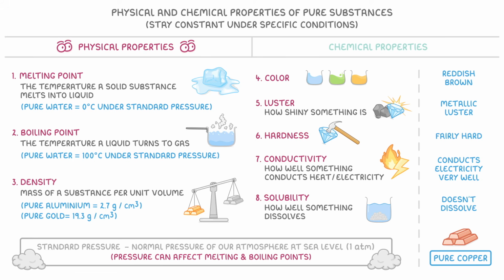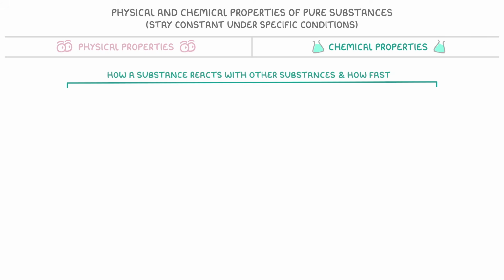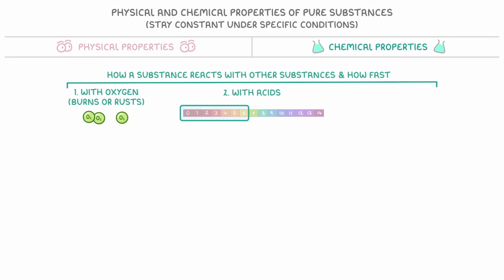While physical properties can be observed without changing what the substance is, chemical properties describe how a substance reacts with other substances. So in other words, how a substance changes into something new, and if it is reactive, and how fast that reaction happens. Some chemical properties include things like how reactive something is with oxygen, so effectively whether it burns or rusts, how reactive something is with acids, and how reactive something is with water.